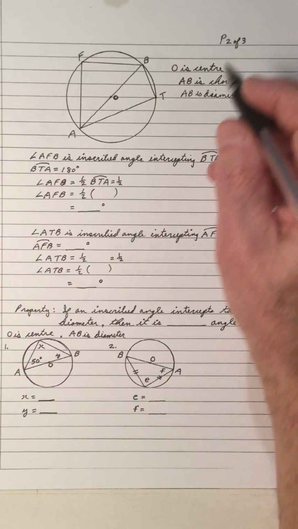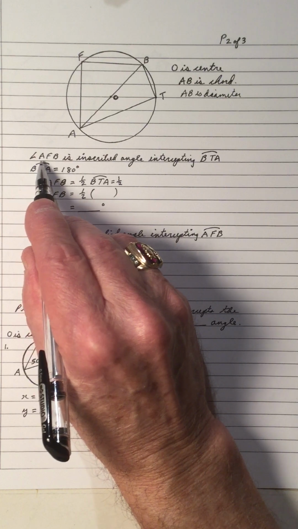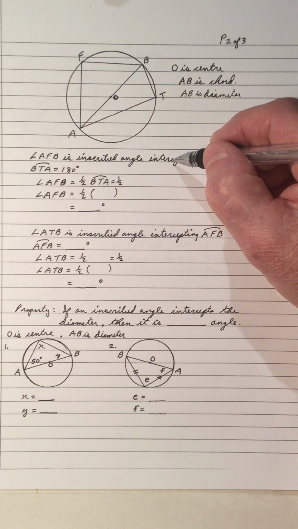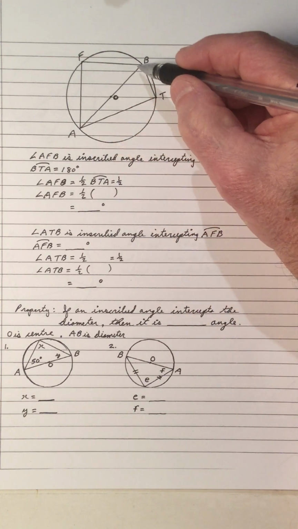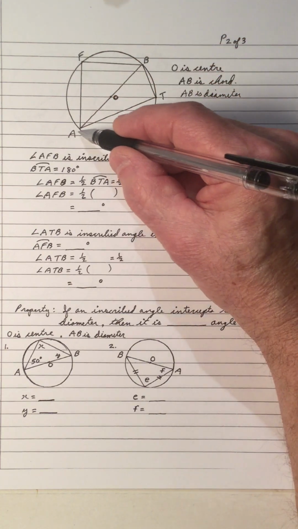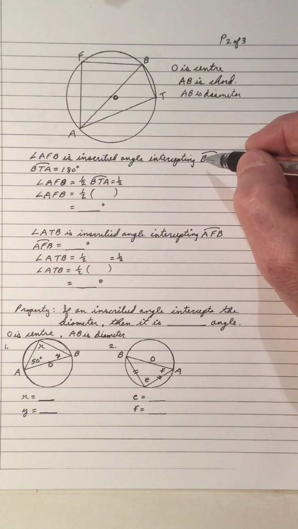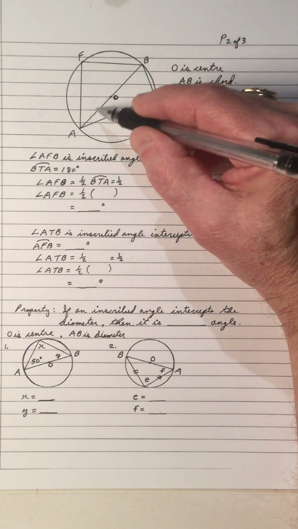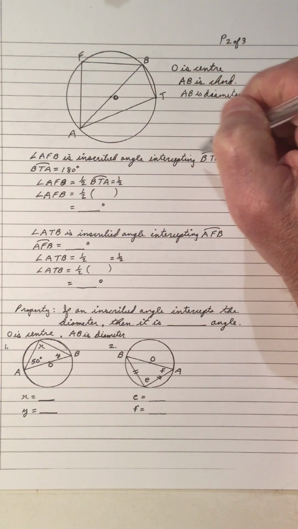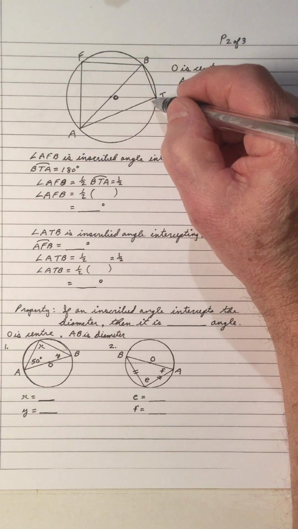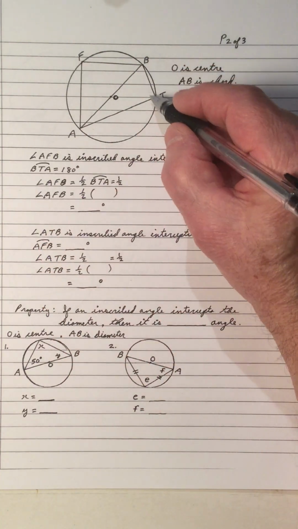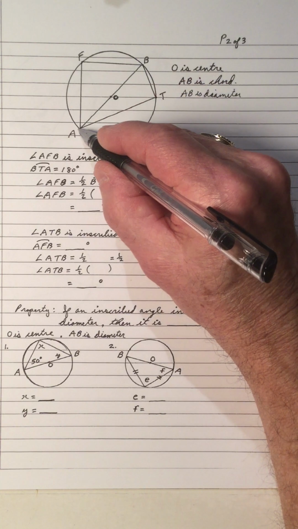So let's follow what I've set up. The angle AFB is an inscribed angle intercepting the arc BTA. So this inscribed angle is intercepting this arc. And notice I named this arc with 3 letters, because if I said AB, it could be this one or it could be this one. So I named it with an extra letter in the middle to identify it as BTA. And the arc BTA is 180 degrees because this is a diameter.